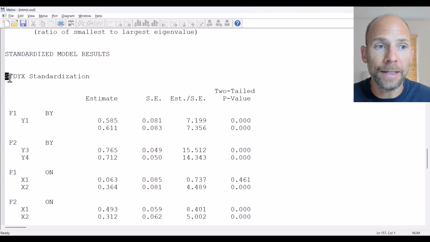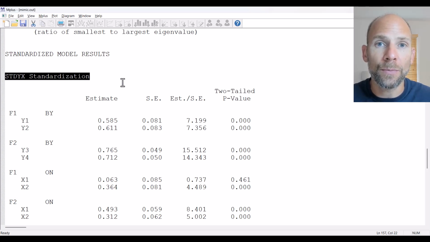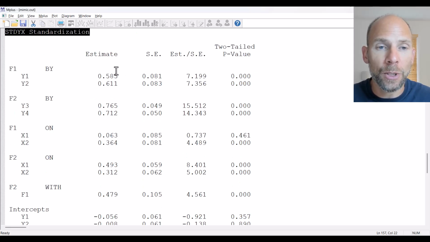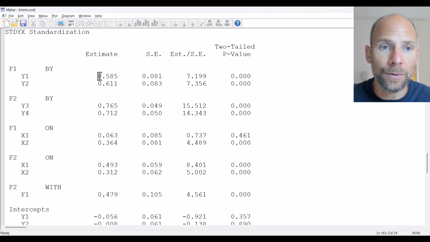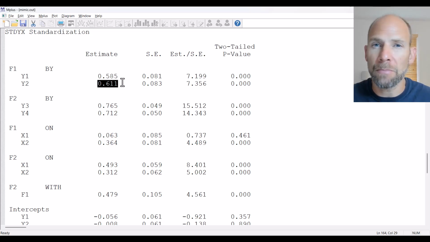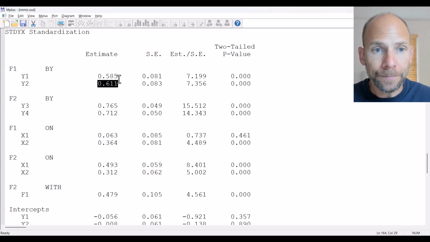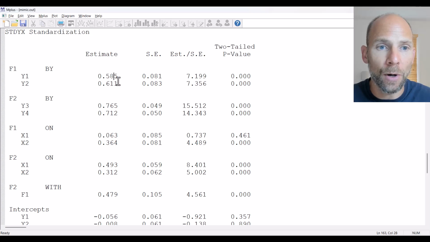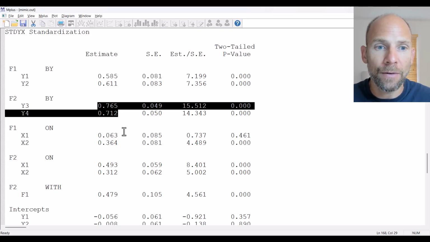STDYX is the completely standardized solution where both the observed and latent variables are standardized. And so here you can see the factor loadings, which tell us a little bit more than the unstandardized loadings. So here we can see that those standardized loadings for F1 are not very strong. So those measurements may not be so reliable, having a lot of error variance, or they may be heterogeneous. And so you can see those loadings are relatively modest. The ones on F2 are somewhat higher at 0.71 and 0.77, so those are somewhat stronger loadings.